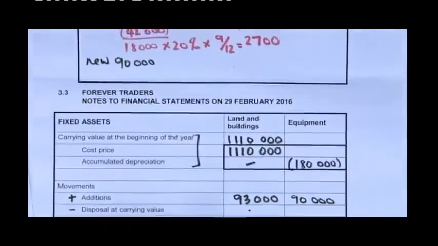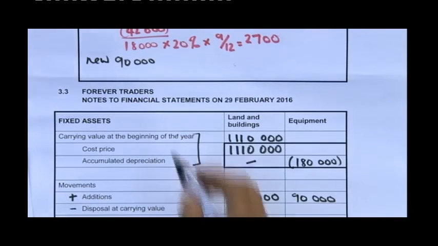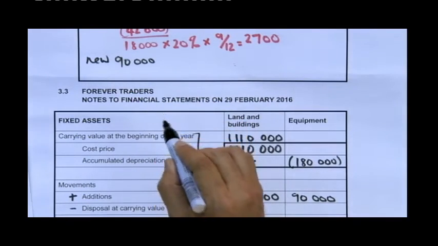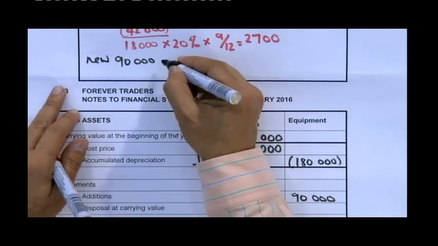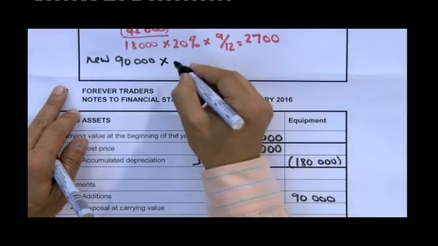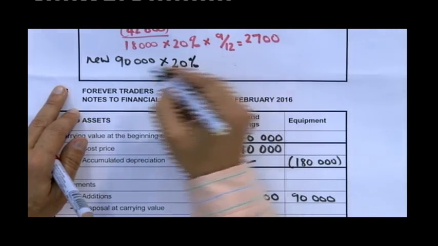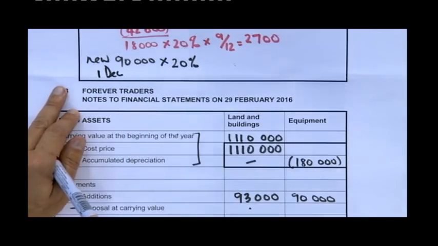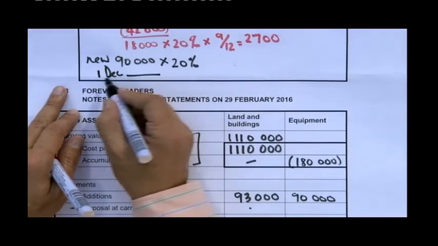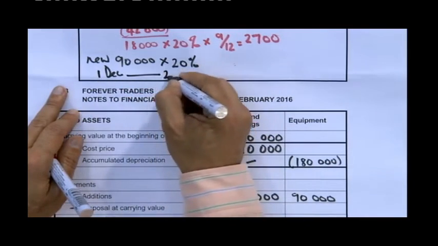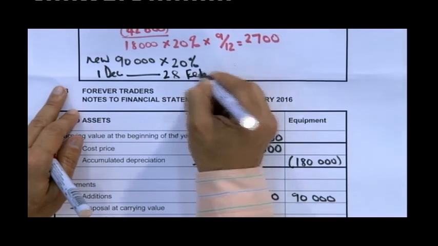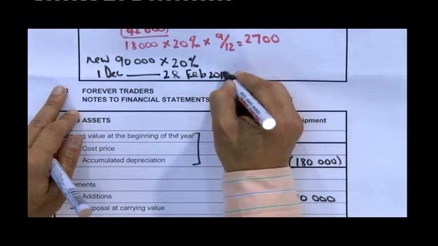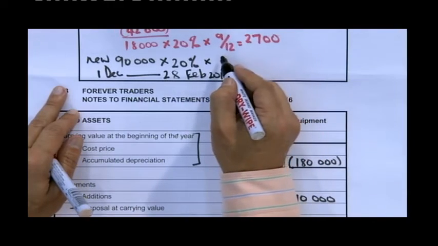But what was the depreciation on that new equipment? Now, because it's new, there is no accumulated that belongs to the new equipment. So you have to write off the depreciation on the cost price. So it's just the cost price of 90,000 times 20%. You bought it the 1st of December because that's the day that you traded in the old equipment for the new equipment. So you only have it from the 1st of December until the 28th or the 29th of February 2016. Right, so that will only be for 3 months.